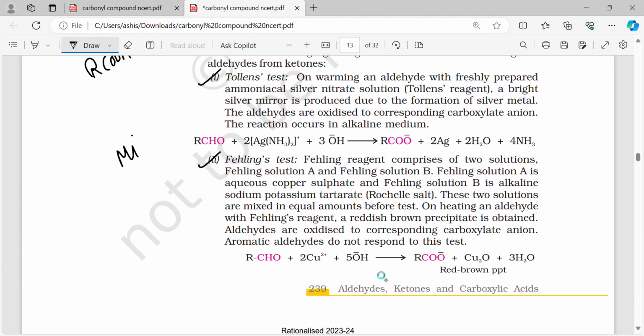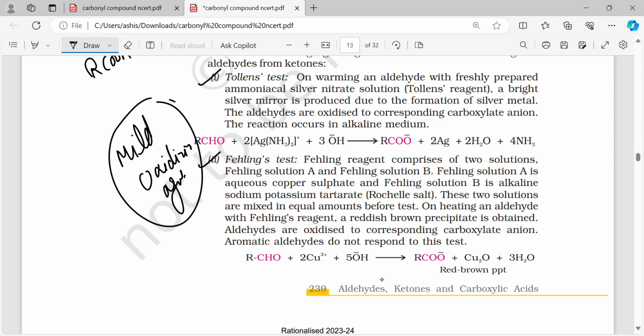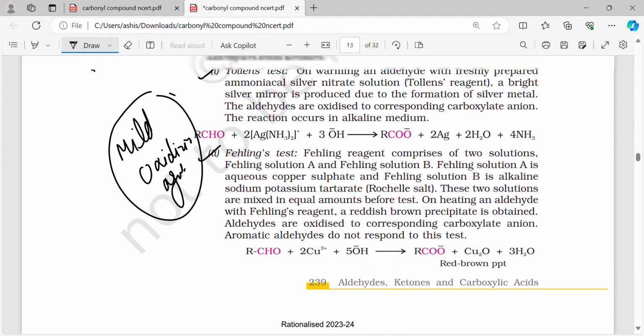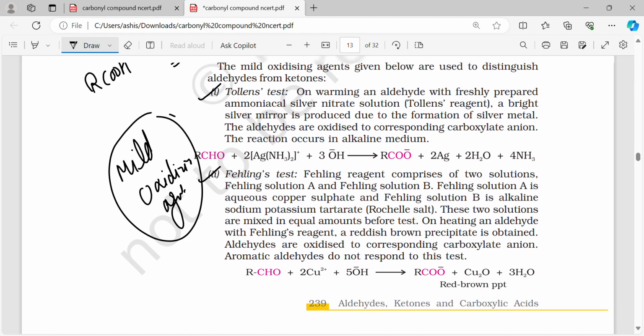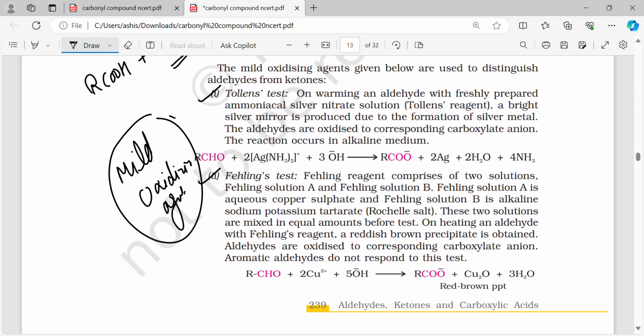That's why this oxidation nature we can use as a distinguishing test for aldehyde and ketone. So we can use Tollens reagent, Fehling reagent, Benedict reagent, Schiff reagent. Actually these are all mild oxidizing agents. So they oxidize only aldehyde. They do not oxidize ketone. That's why they give a positive test with aldehyde but a negative test with ketone.